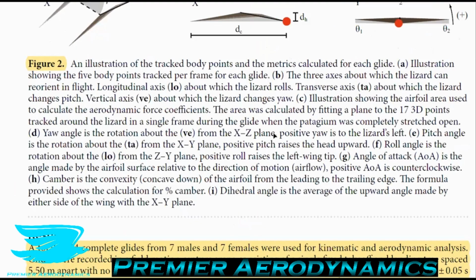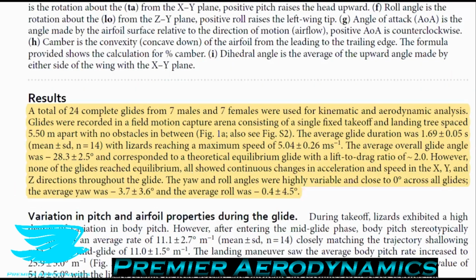So let's move on. I've talked about the planform areas. So from the results, a total of 24 glides from 7 male and 7 female lizards were used for kinematic and aerodynamic analyses. The glides were recorded in a field motion capture arena consisting of a single fixed takeoff and landing tree spaced 5.5 meters apart with no obstacles in between. The average glide duration was 1.69 seconds, plus or minus a standard deviation of 5 seconds, with the lizards reaching a maximum speed of 5 meters per second. So that's pretty fast. That's 18 kilometers per hour.